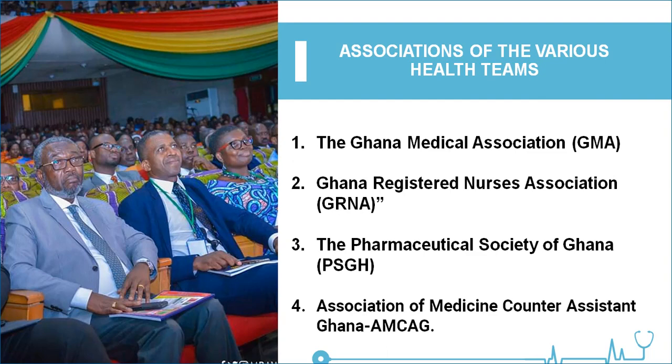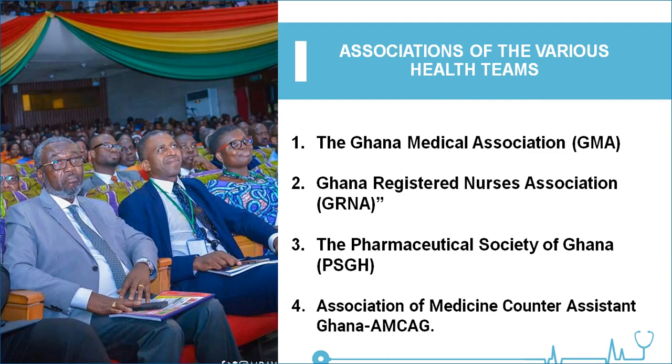They have what's called an annual general meeting, AGM. Okay, so associations are very good. Once you're a healthcare professional, you should belong to an association, and normally they help to ensure that the best interest of your profession is taken at heart. For the nurses, the association is the Ghana Registered Nurses Association. For pharmacists, it is the Pharmaceutical Society of Ghana, and for MCs, it is the Association of Medicine Counter Assistants, which they call the AMGA. Okay, so these are associations that normally the healthcare teams belong to.